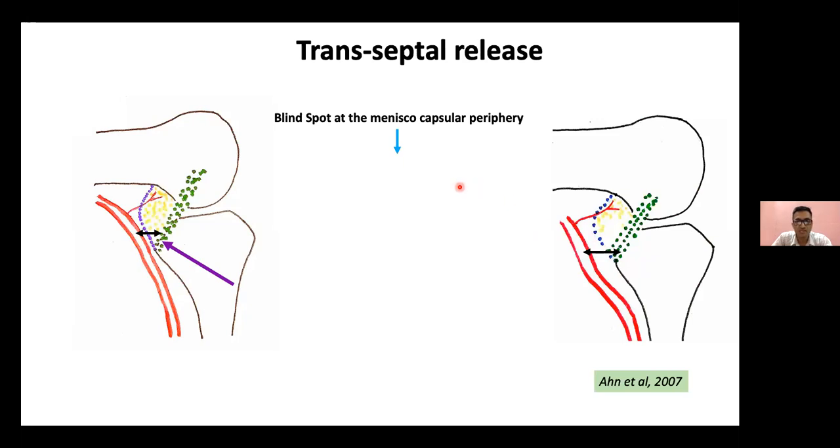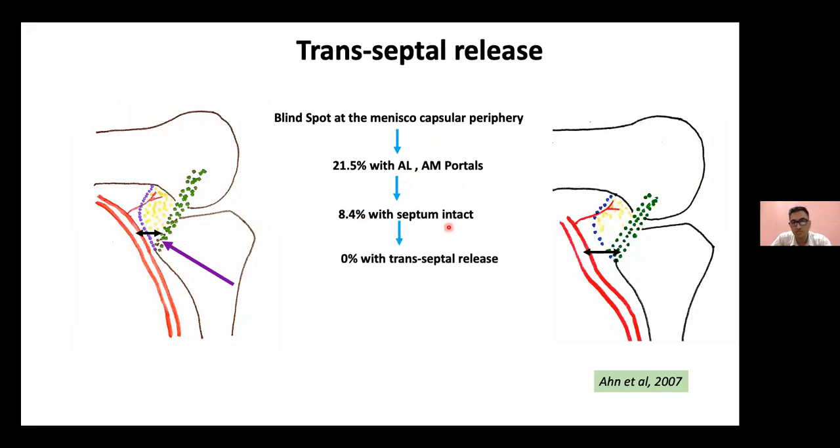On top of that, we are going to reduce the blind spot at the meniscocapsular periphery. If we do not release the capsule, the blind spot is 21.5% with the conventional AL and AM portals. But if we add posteromedial and posterolateral portals, the blind spot is only about 8.4%, but the septum is still intact. What if the septum is divided or released? The blind spot is approximately 0%. So it's very important to understand the anatomy of the PCL and the anatomy of the septum for PCL reconstruction.